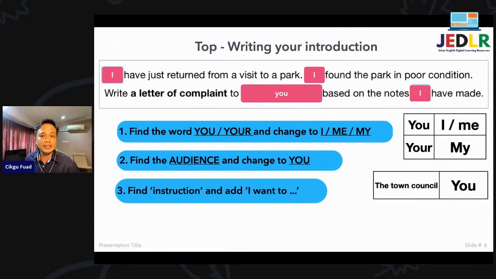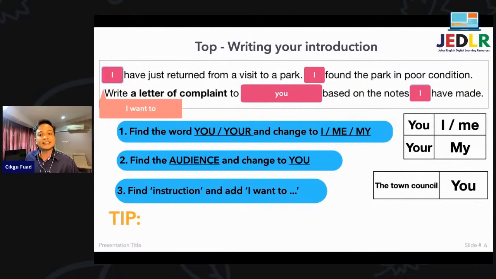Write a letter of complaint. So if let's say there is an instruction, ayat suruh, write, you add a phrase in front, tambahkan ayat, I want to. So it will be like this: I want to write a letter of complaint to you based on the notes I have made. So basically if you follow step 1, step 2, step 3, you will have a complete introduction.